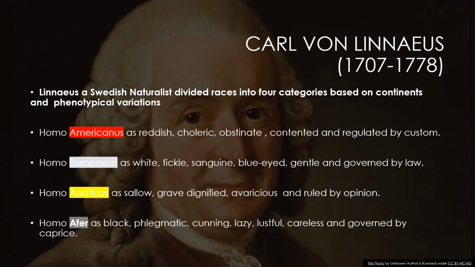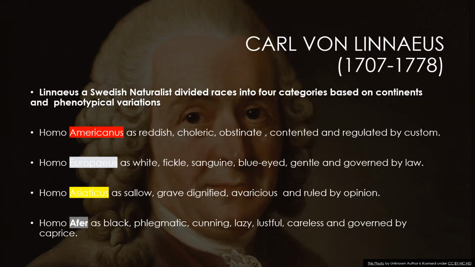Now, what he basically says here about the Homo europaeus, okay, he says they are white, fickle, sanguine, blue-eyed, gentle, and governed by law, which means that they are beautiful looking, they're gentle in their character, okay? They are very much into family, structure, etc., and they're governed by law. This is what he says about Europeans. Now let's look at Homo afer now. He says, as black, phlegmatic, cunning, lazy, lustful, careless, and governed by caprice.